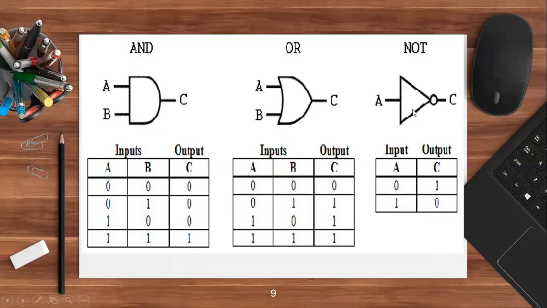The third gate is the NOT gate. In the NOT gate, there is one input and one output. The symbol of the NOT gate is this triangle along with this circle. If input is 0, output is 1, and if input is 1, output is 0. The NOT gate is also called the inverter.